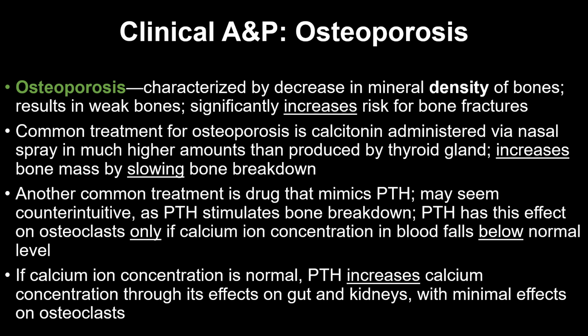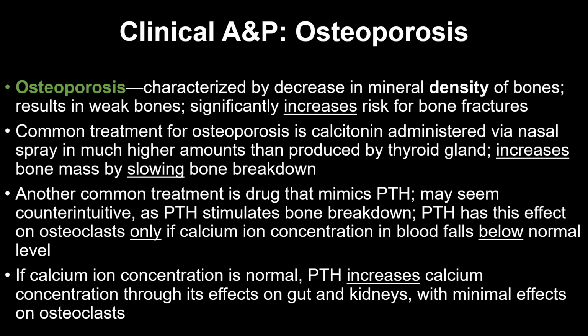Now, you may remember from the bone chapter, you talked about osteoporosis, and this is a mineral decrease in the density of bones, resulting in weak and porous bones, and it significantly increases the risk for fractures. One common treatment for this is a calcitonin prescription administered via nasal spray, and this nasal spray has a much higher concentration of calcitonin than would be produced by the thyroid gland. That works to increase bone mass by slowing bone breakdown.